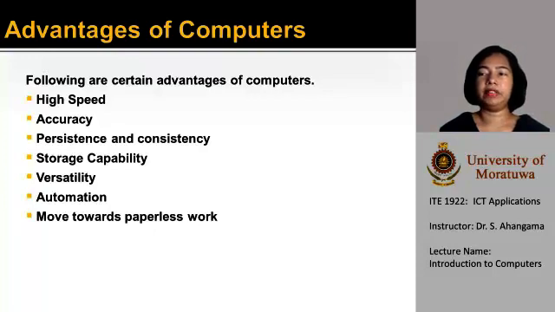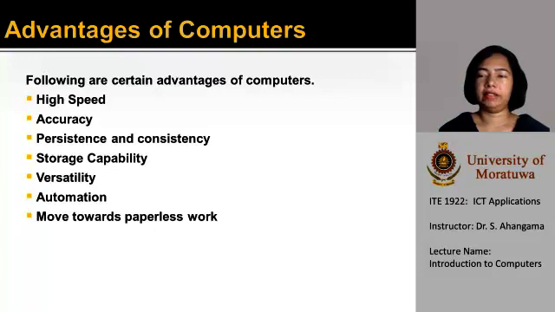Versatility. A computer is a very versatile machine. A computer is very flexible in performing the jobs it has to do. For example, in one instance, it may be solving a complex scientific problem, and the very next moment, it may be playing a card game.